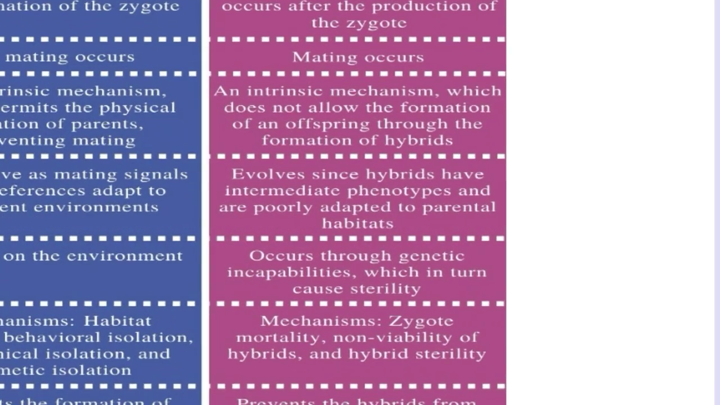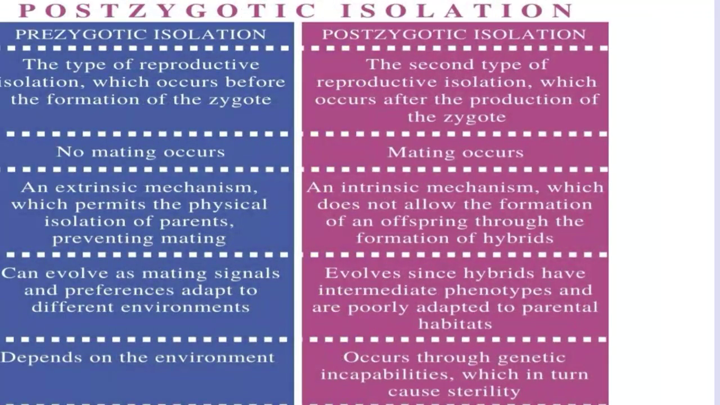Here in this image, there are the differences between the post-zygotic isolation and pre-zygotic isolation. First column, pre-zygotic isolation. In this type of isolation, reproduction does not occur and no zygote is formed, but in case of post-zygotic isolation, there is zygote formation, but the zygote cannot lead to formation of a matured organism. In pre-zygotic isolation, mating does not occur, but in post-zygotic isolation, two different species can mate with each other.